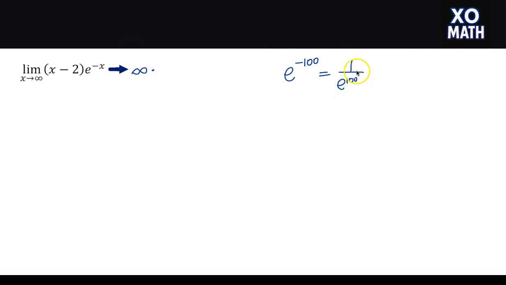e to the 100 is huge. So this is getting really small. It's going to 0. So I have infinity times 0. And infinity times 0 is indeterminate. And so I can't move forward with this. I have to think about another thing to do to evaluate this limit.